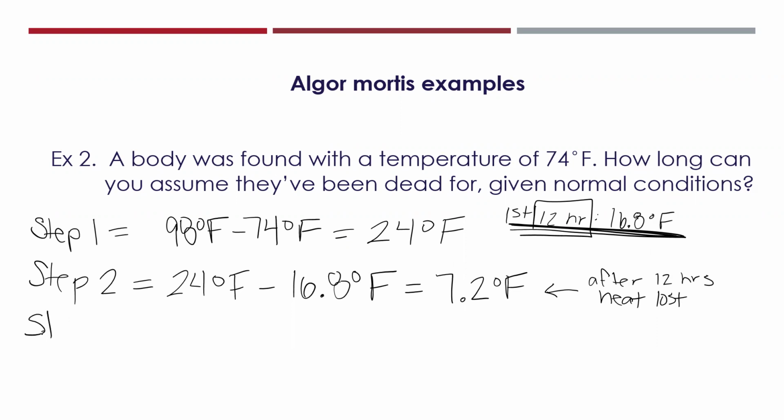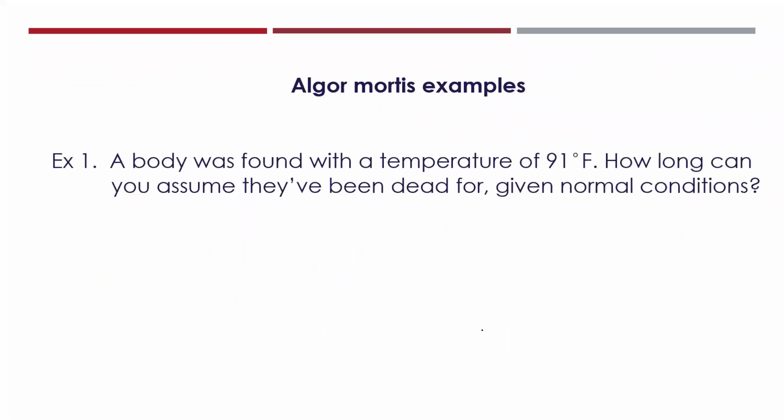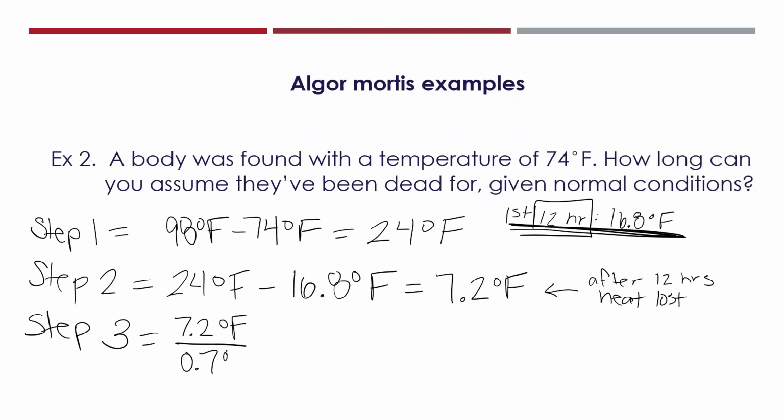So step 3, I'm going to take 7.2. And remember, in the second set, if you have over 12 hours, which I know I do, it's only a change of 0.7 per hour. So I'm just going back to this and now using this number. After the first 12 hours, you only lose 0.7 degrees per hour. So that's going to give me a number of about 10.29. That's how long they've been deceased after 12 hours.